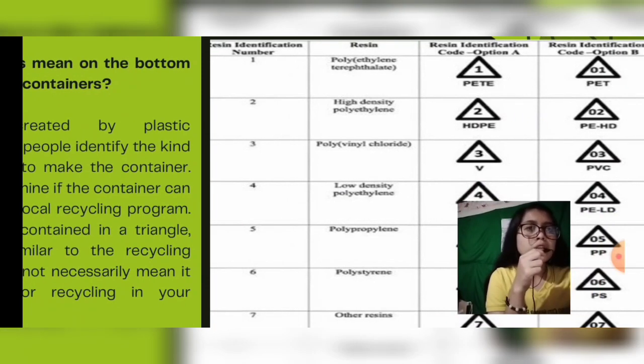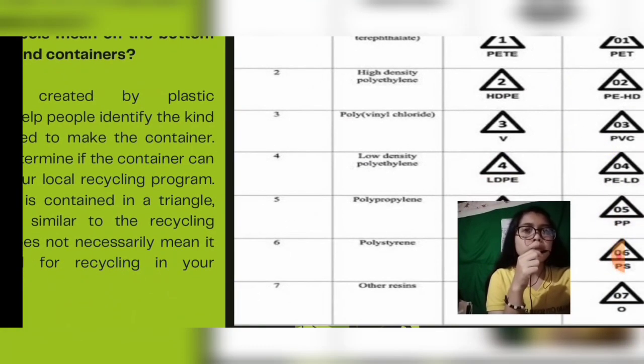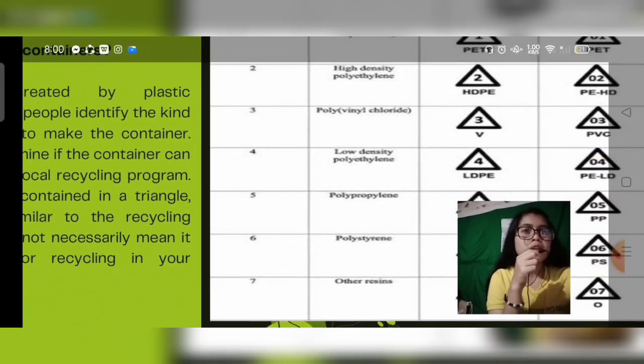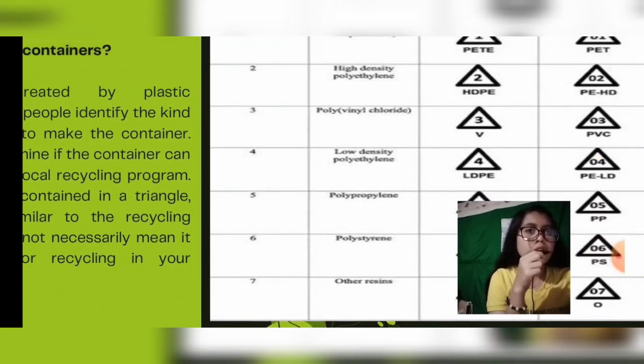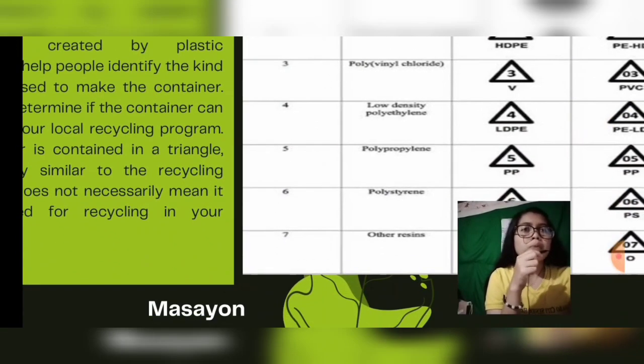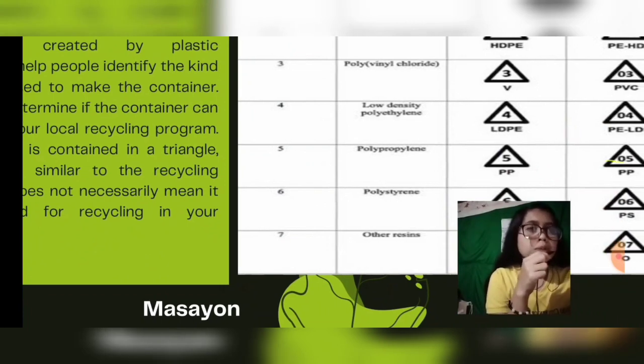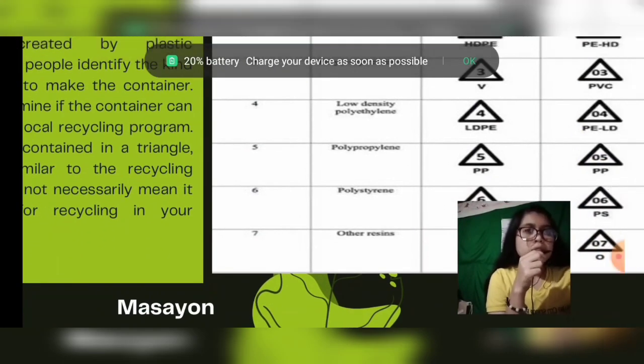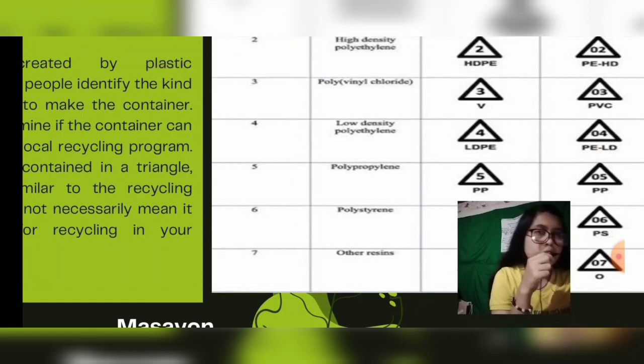So, naa pod siya number 3 sa middle. We have number 4, the low density polyethylene. And naa siya number 4 sa triangle, sa tunga. Number 5, we have the polypropylene or the PP. Naa siya number 5 sa tunga sa triangle.